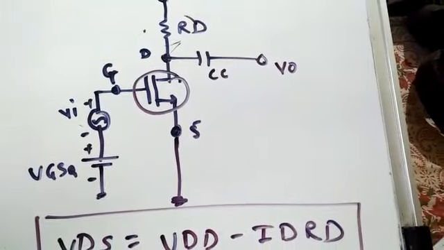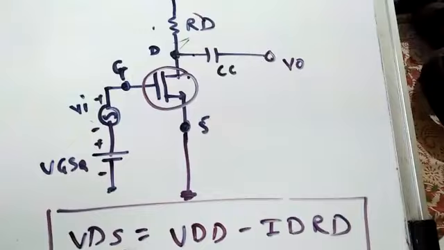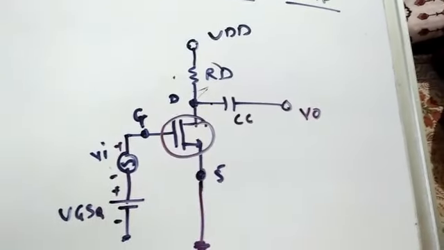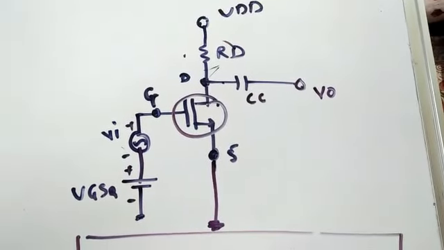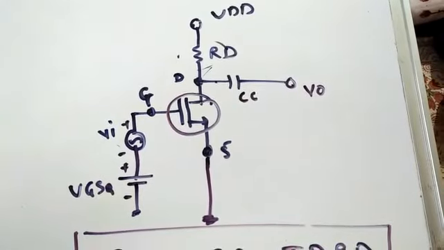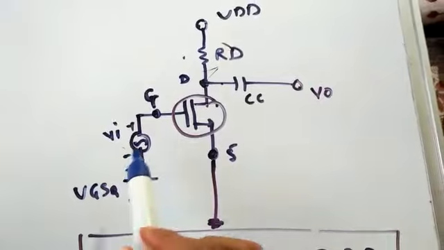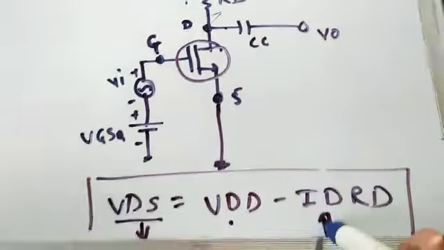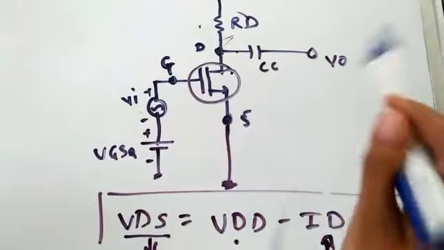So thus we get the amplified but inverted version here, because VDS will decrease as ID increases. As ID increases and VDD is constant, VDS will decrease. ID increases, VDS decreases. For a positive input, we get maximum ID, and since ID is maximum, VDS will be reduced. So for a positive input, we get a negative output.